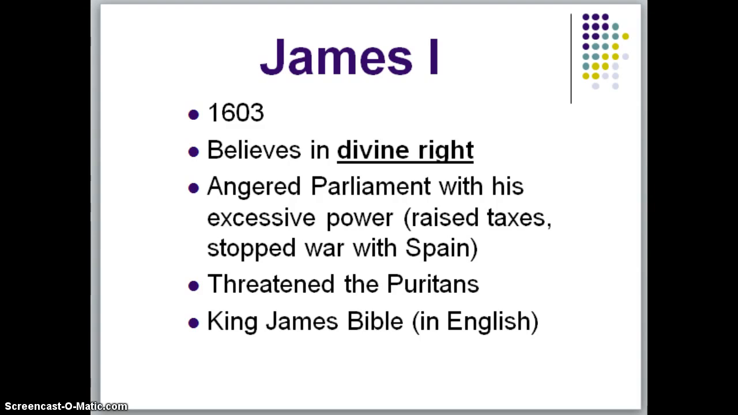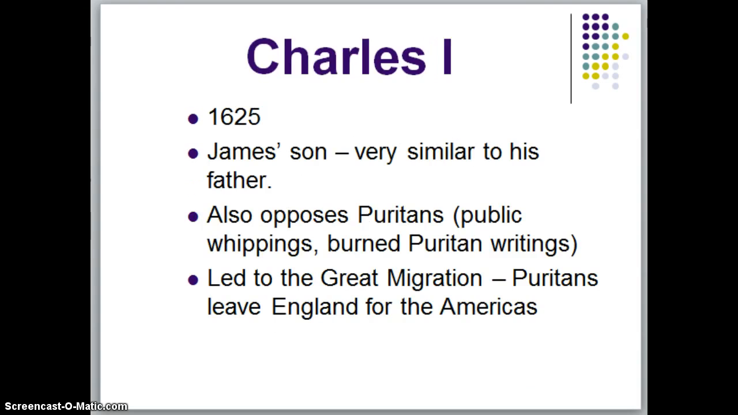All right, so James I has a son. His son, Charles I, is going to come to power. He is very similar to his father. He is also going to oppose Puritans. He's going to have public whippings. He's going to burn Puritan writings. And it's going to lead to what's called the Great Migration. And this is when the Puritans are going to leave England and go to the Americas seeking religious freedom.